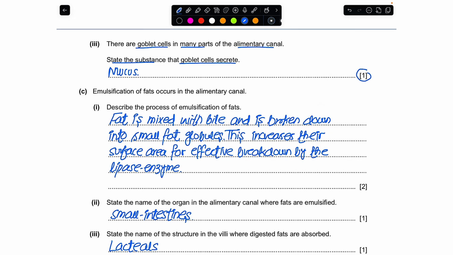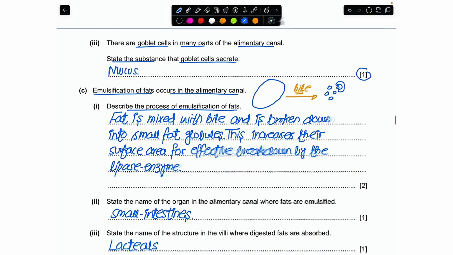For the C, they tell us that emulsification of the fat occurs in the alimentary canal. Describe the process of emulsification of the fat. So in the emulsification, the large fat droplets or the fat molecules that we have eaten in the diet are acted upon by the bile coming from the gallbladder, so they break down into small fat droplets or small fat globules. That decreases their surface tension, increases their surface area, and makes it easier for the lipase enzymes to break them down into fatty acid and glycerol effectively. So this would be the emulsification.